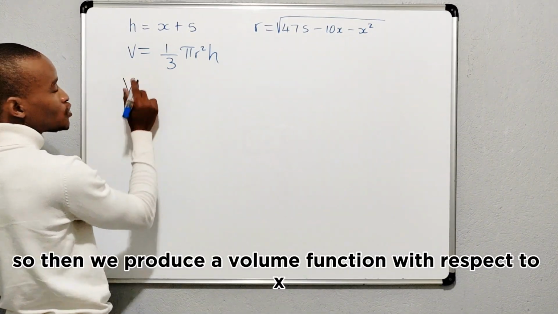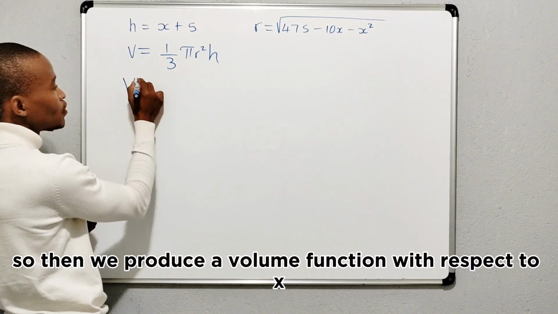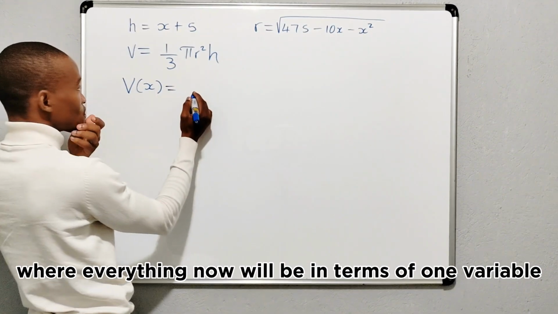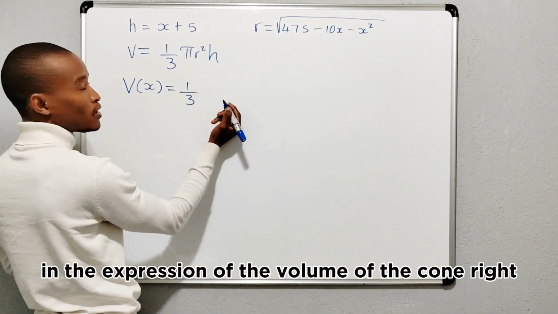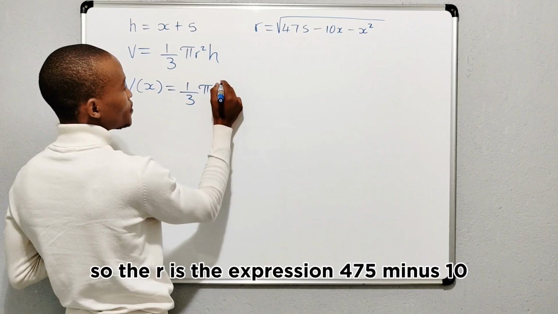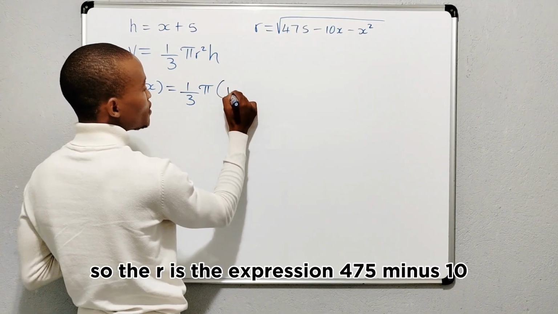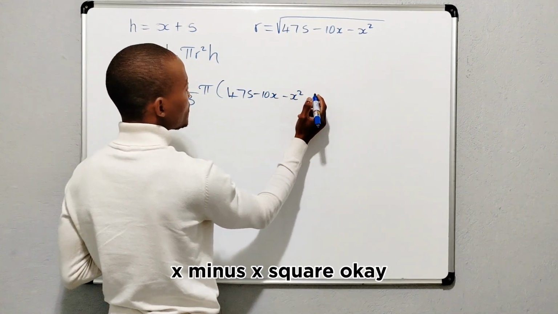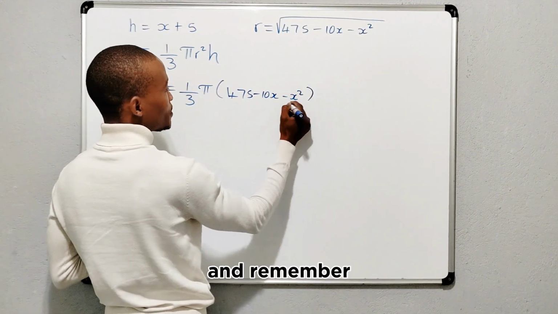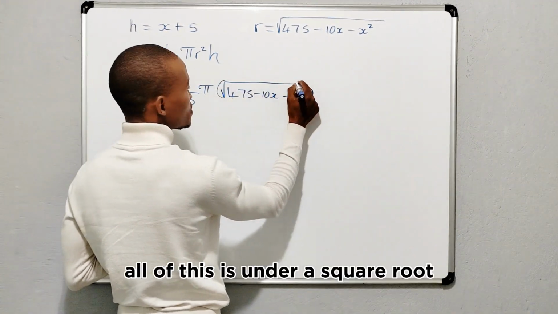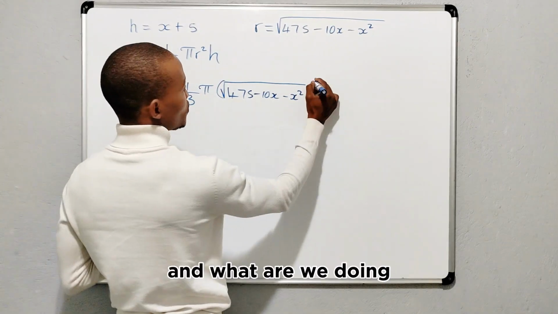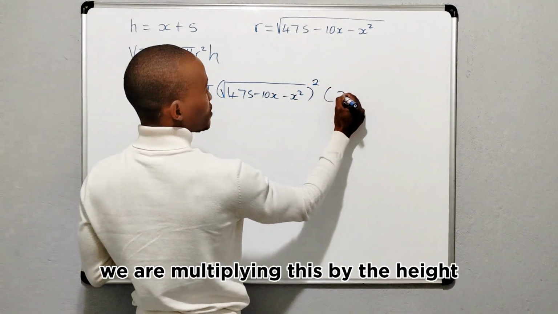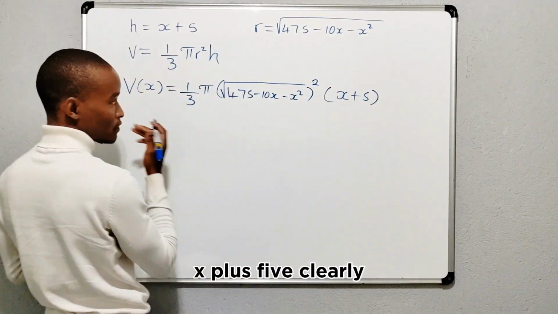So then we produce a volume function with respect to x, where everything now will be in terms of one variable in the expression of the volume of the cone. Right. So the R is the expression 475 minus 10x minus x squared. Okay, and remember, all of this is under a square root, and what are we doing? We are squaring the R. We are multiplying this by the height, x plus 5.